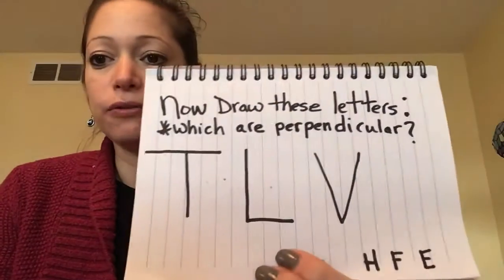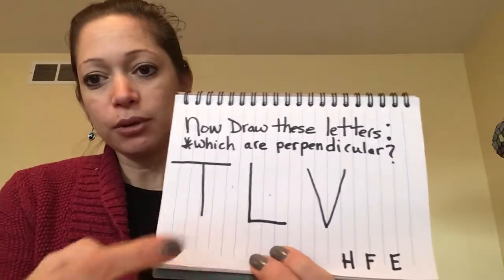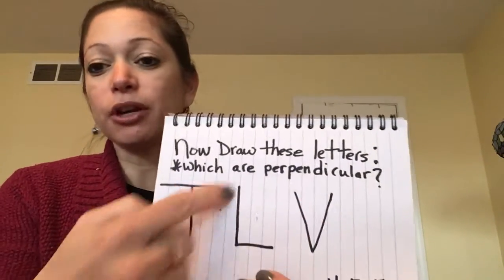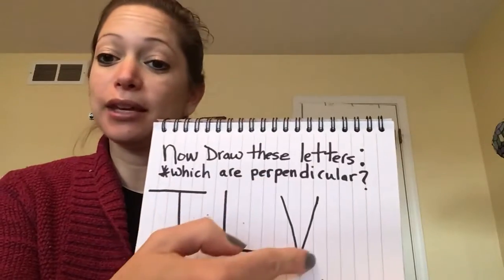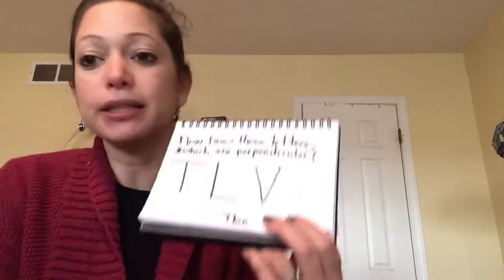A lot of times when we work with perpendicular lines, we can look at our capital letters to really see which ones have perpendicular lines in them. So I want you guys to take a look at the first letter there. Okay, we see a capital T, we see a lowercase l, and then we see an uppercase L, and we see a capital V. These are some examples.